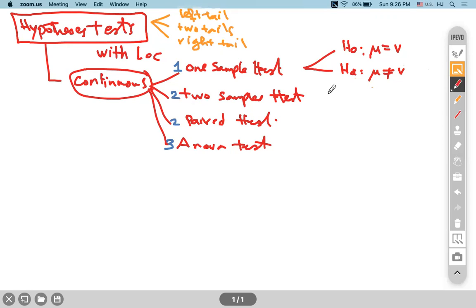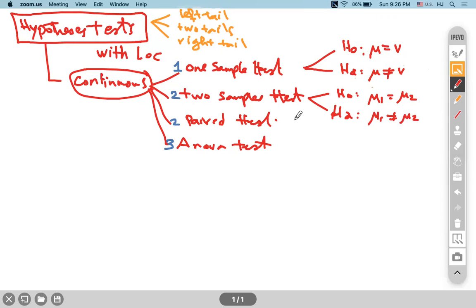With 2 sample tests, the null hypothesis is that the mean of the first variable equals the mean of the second variable. And the alternative hypothesis will be, in this case, that the mean of the first variable is not equal to the mean of the second variable. It could be that the mean of the first variable is greater than the mean of the second variable, or that the mean of the first variable is less than the mean of the second variable.